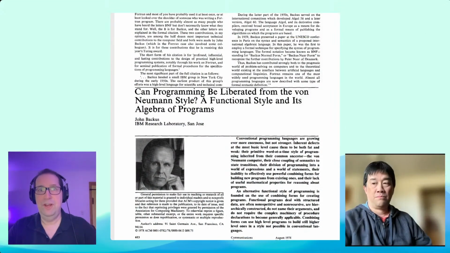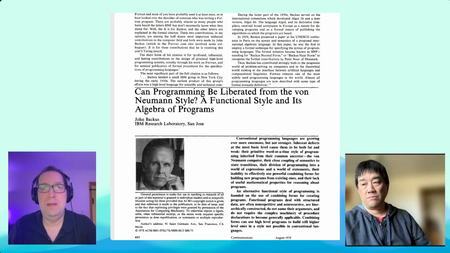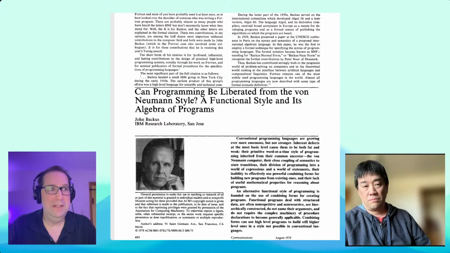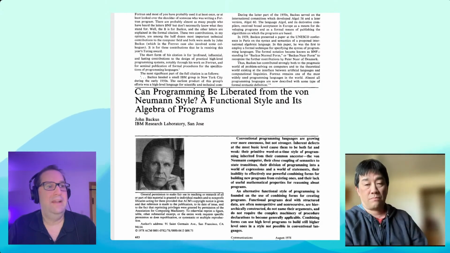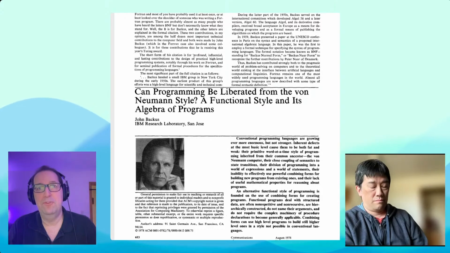We wanted to talk about a paper today, and that paper is John Backus's 1977 or 1978 paper, Can Programming Be Liberated from the von Neumann Style? A Functional Style and Its Algebra of Programs.